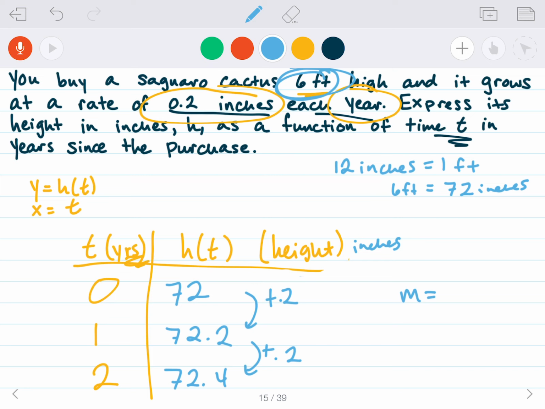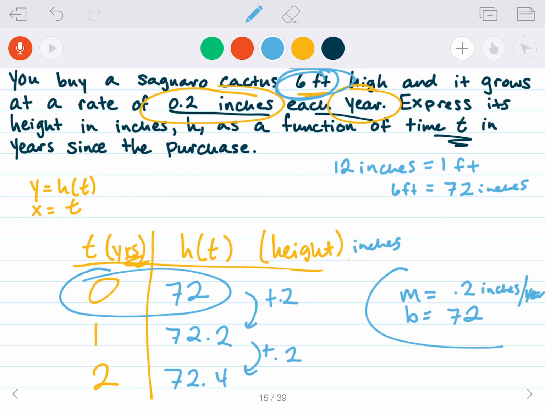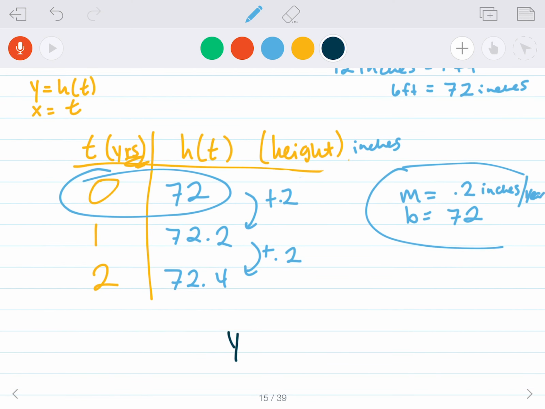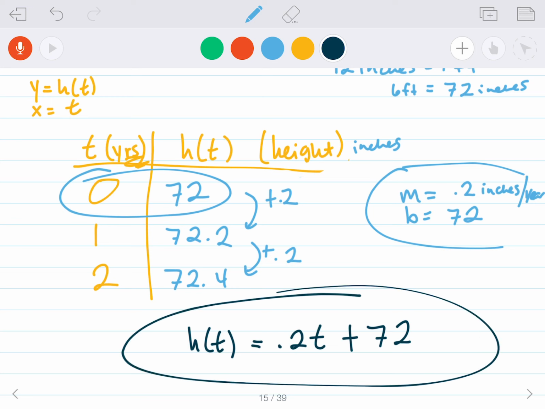And this time, my slope is going to be 0.2 inches per year. So my units are inches per year for my slope. My b is my starting value at year 0. That's 72 inches. And this is all I need to know. So my equation is y equals m, which is 0.2. Oh, you know what? Sorry, instead of y, let's do h of t. And then instead of x, we're putting t. So 0.2t plus b. So this right here is my final answer. Again, h of t is y, and t is acting like x in this case.